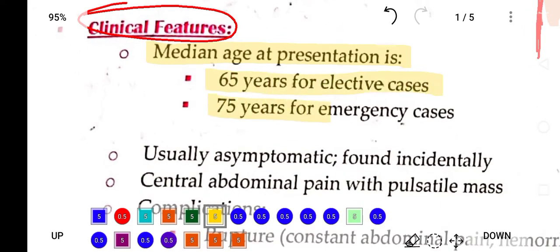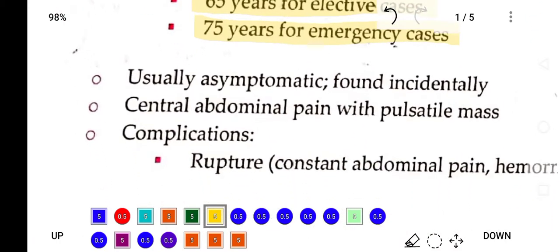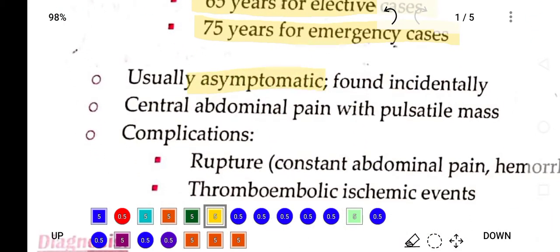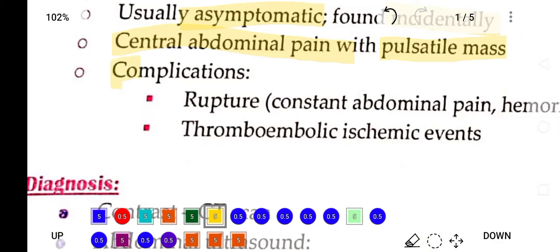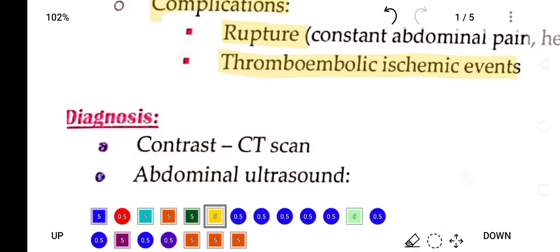So, clinical features of the abdominal aortic aneurysm: patients are of median age, like 65 years in elective cases and 75 years in emergency cases. Usually, patients are asymptomatic and found incidentally. Central abdominal pain is present in these patients, with abdominal pulsation and palpation of the abdominal aorta. Complications will be rupture, and a thromboembolic ischemic event can be there.